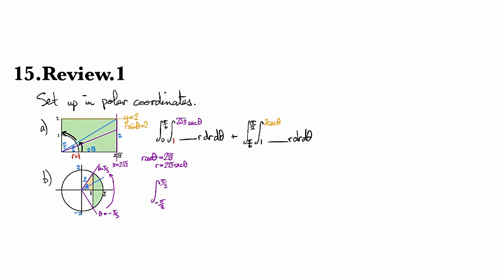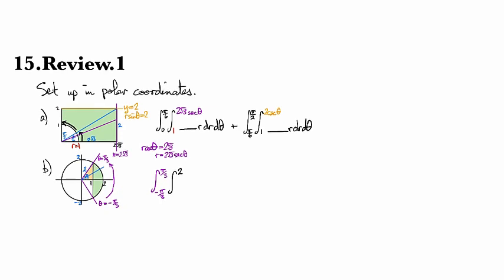So the easy part is the circle at the outside. That's where r is equal to 2. Now for the vertical line here, this vertical line is the line x equals 1. So again, that's r cosine theta equals 1, or r equals secant theta. So we've got r going from secant theta to 2, r dr d theta.